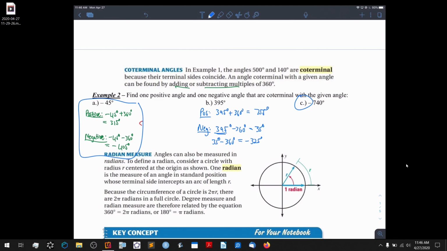Okay, so let's talk about this. The next topic here is not students' favorite one generally, okay? And that is radian measure. So let me first just say this. You might think to yourself after I talk about this, why in the heck are we doing this?